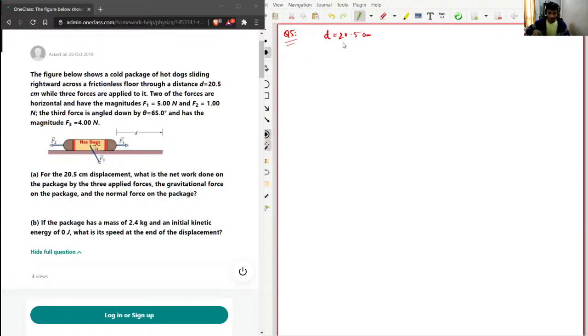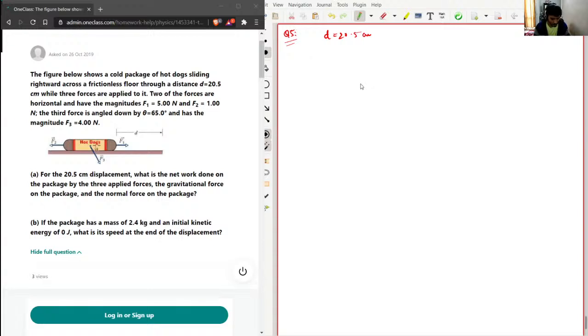And d is 20.5 centimeter, while three forces are applied to it. So we can clearly see the forces here. Two of the forces are horizontal and have the magnitude F1 is 5 Newton and F2 is 1 Newton. The third force is angled down by theta equal to 65.0 degrees and has the magnitude of 4.00 Newton.